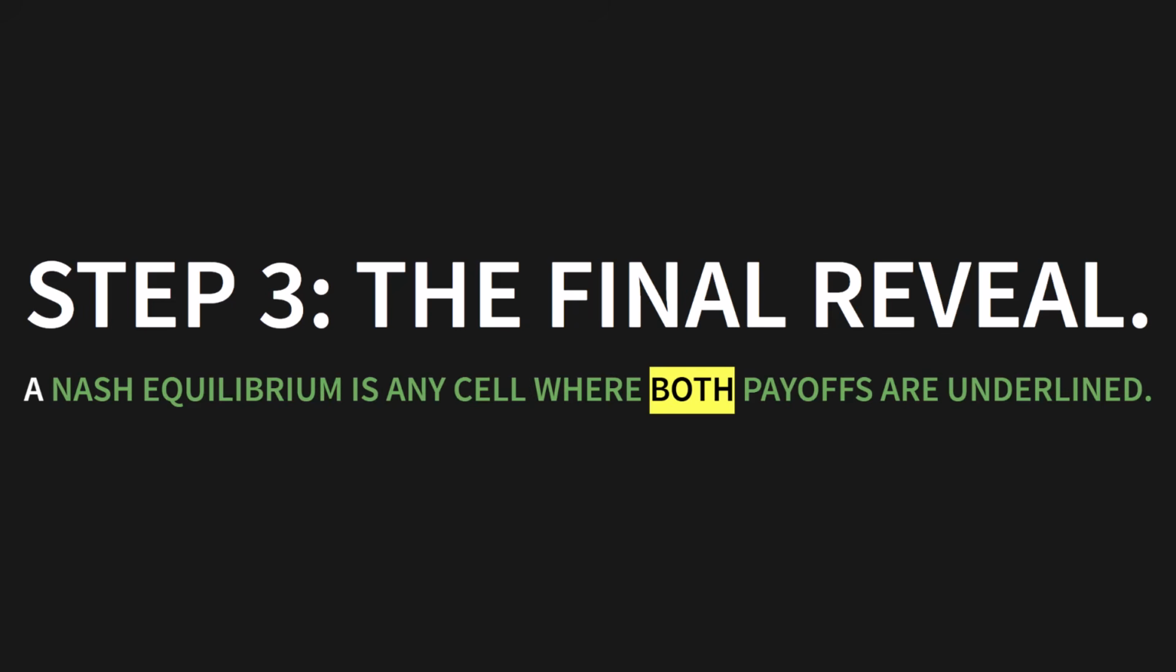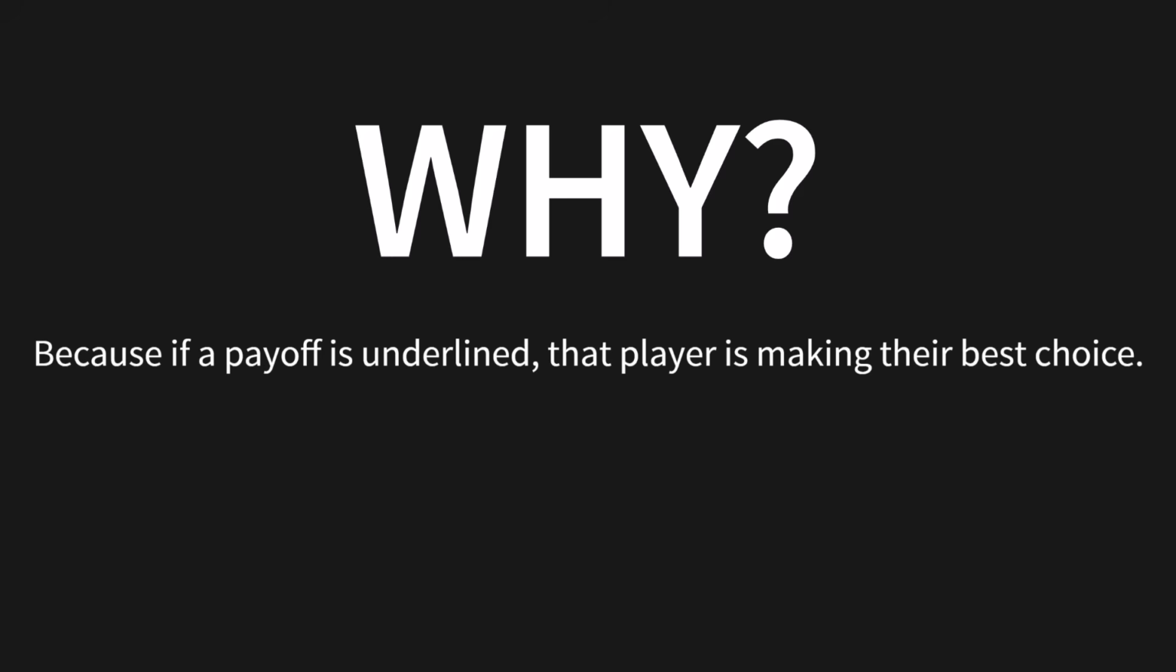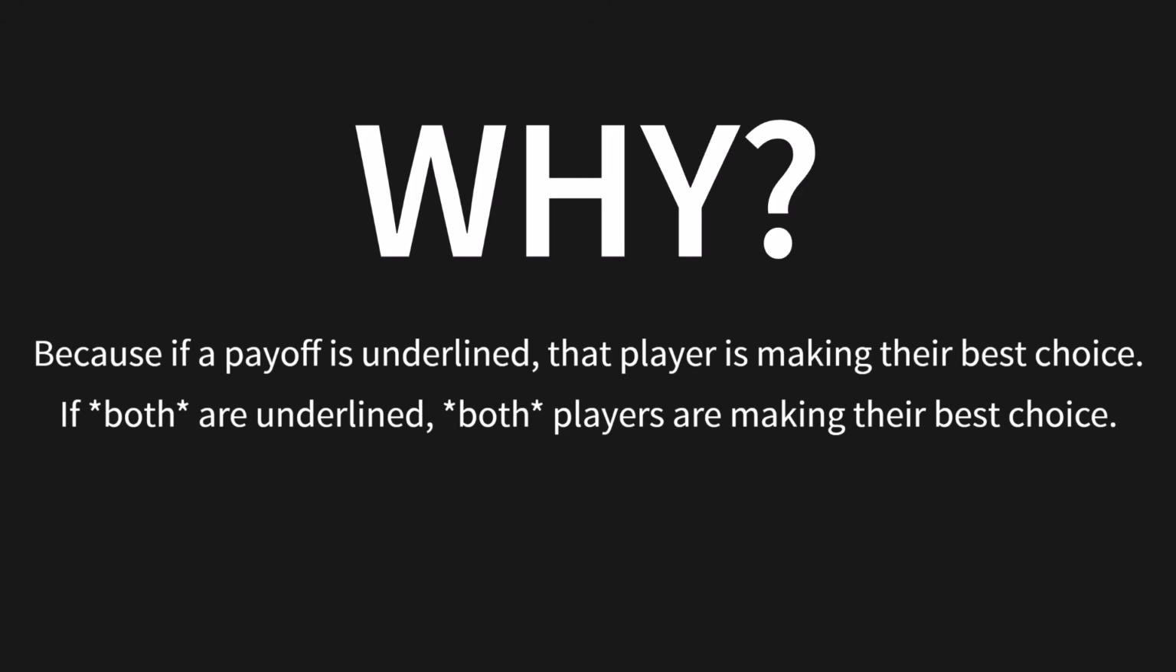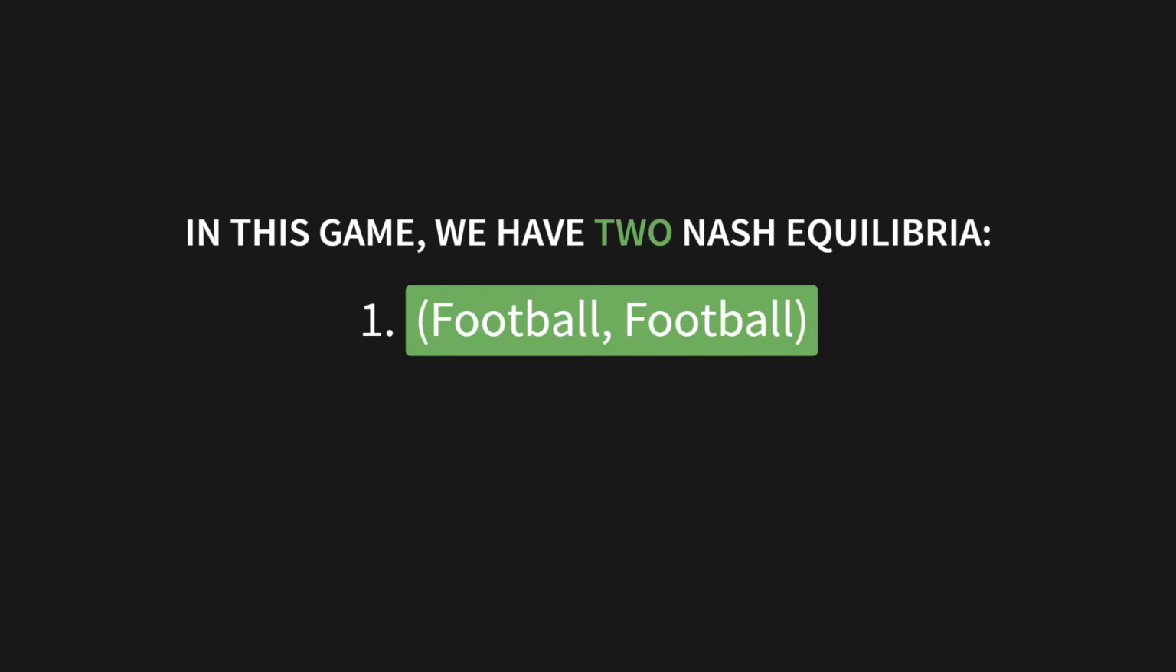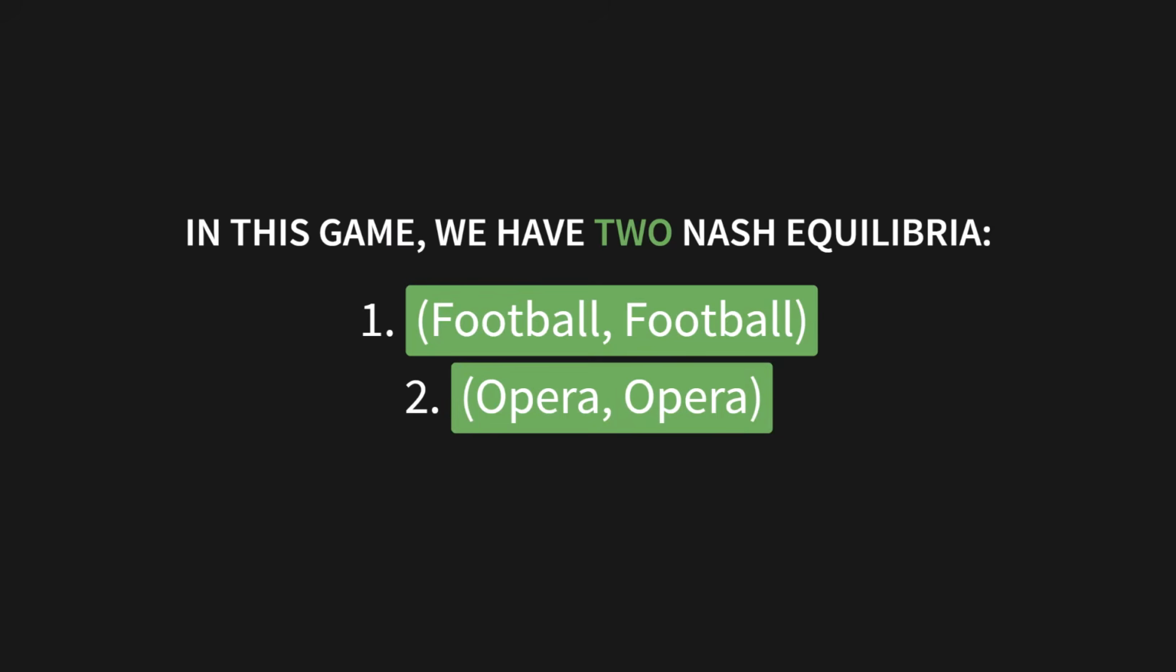And now for step 3, the final reveal. A Nash equilibrium is any cell where both payoffs are underlined. Why? It's simple. Because if a payoff is underlined, that player is making their best choice. If both are underlined, both players are making their best choice at the same time. No one has any regrets. So in this game, we have 2 Nash equilibria, football, football, and opera, opera.